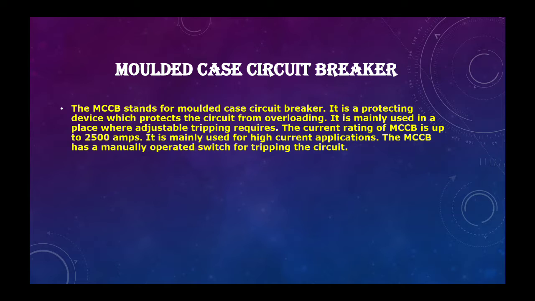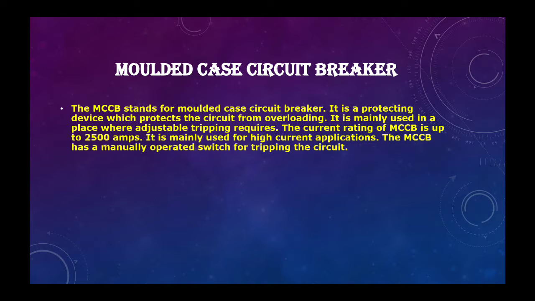It is a protecting device which protects the circuit from overloading. It is mainly used in a place where adjustable tripping is required. That means the trip circuit can respond at different voltages. The current rating of MCCB is up to 2500 ampere. It is mainly used for high current application.